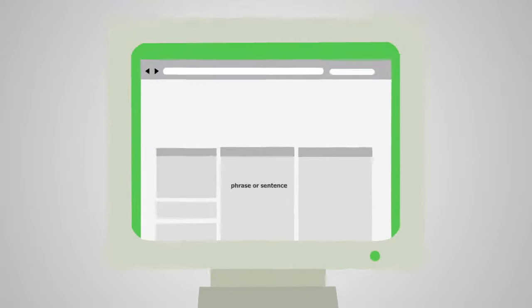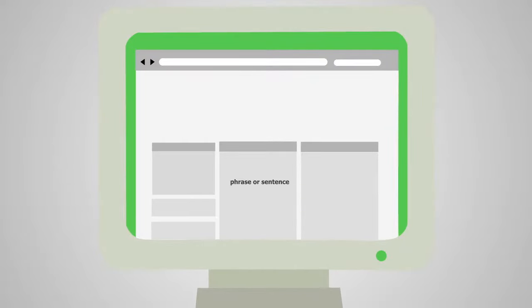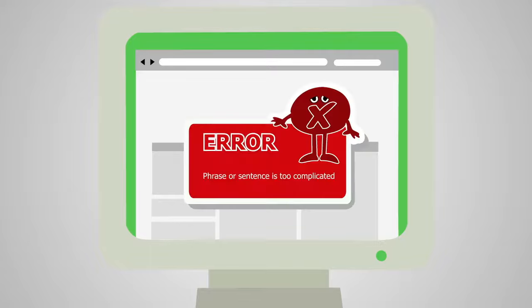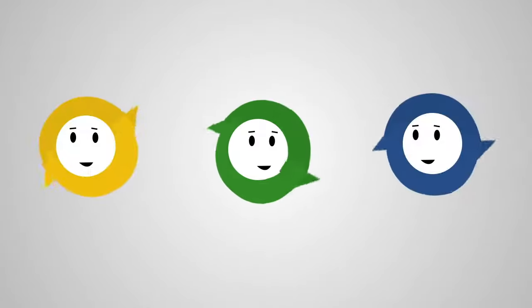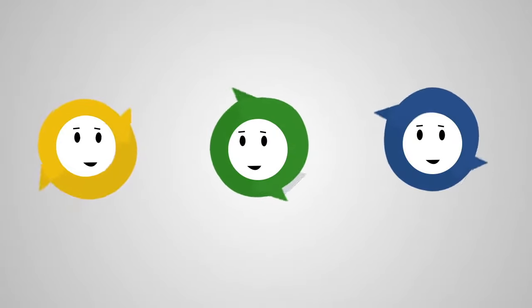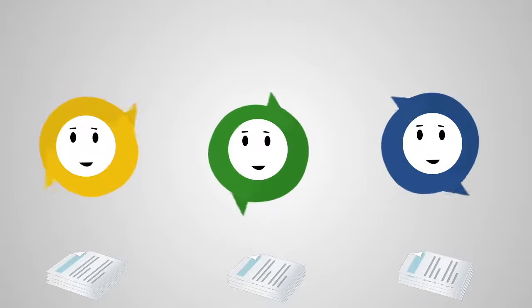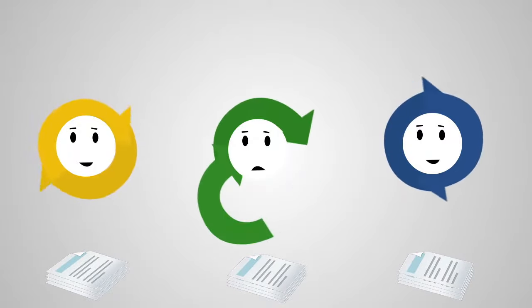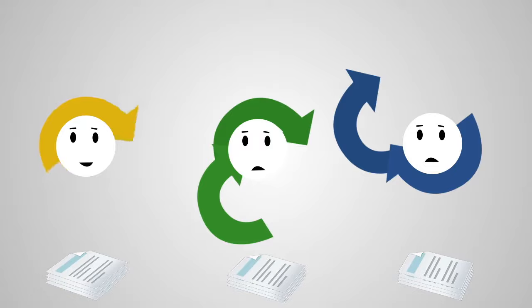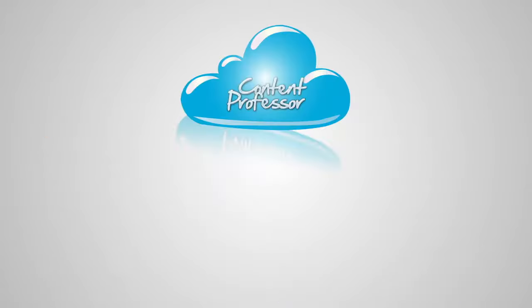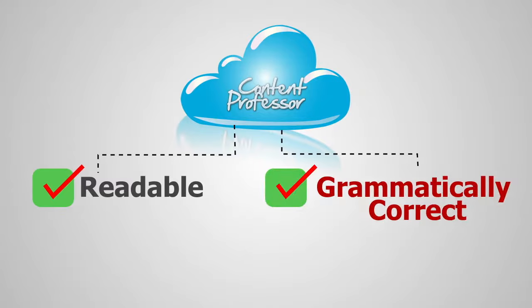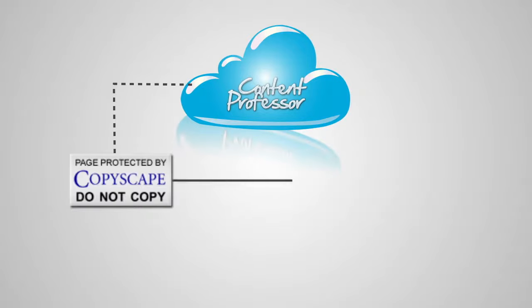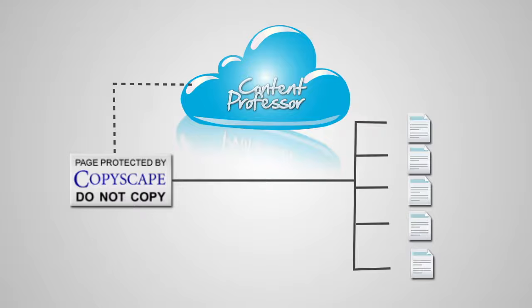Having synonyms improved by actual people means that if there's any phrase or sentence where the context is too complicated for a computer to understand, you'll still get excellent results. You probably already know there are other spinners on the market that claim to produce great results. And while they each have their own strong points, many aren't able to consistently produce content that reads naturally. With ContentProfessor, not only is everything readable and grammatically correct, we've also integrated Copyscape, so you can be sure each of your articles are truly unique.